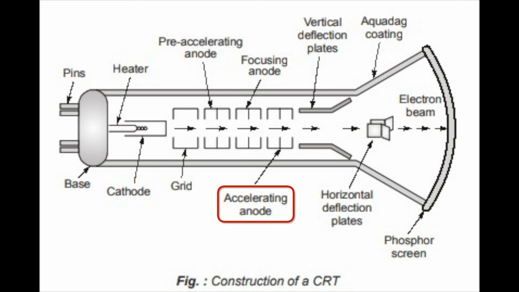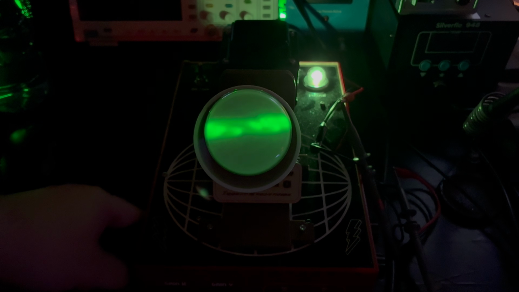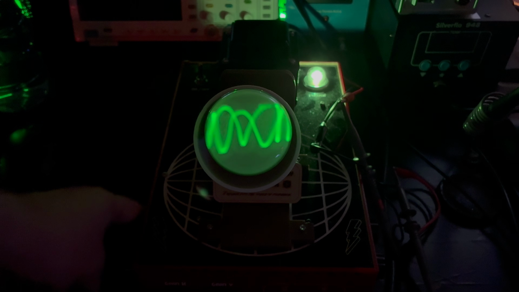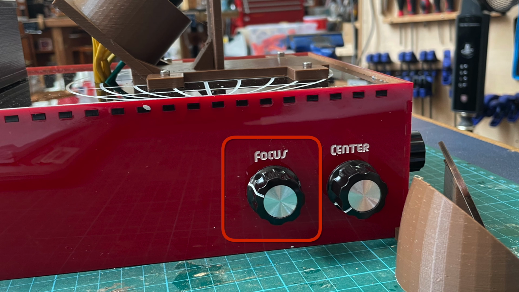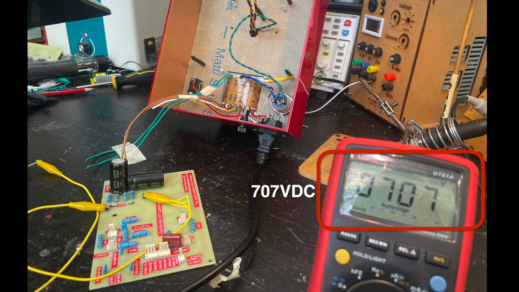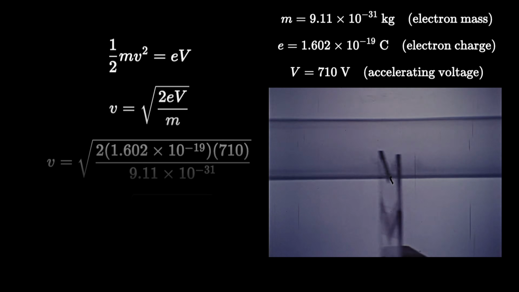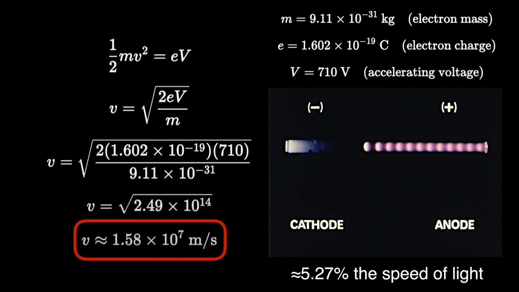Beyond that are the accelerating and focusing electrodes, often called the anodes. The focusing electrode forms an electrostatic lens. By adjusting its voltage, typically somewhere between 140 and 300 volts, the beam is brought to a sharp point on the screen. This adjustment has been brought out to a potentiometer called focus. The final anode accelerates the electrons forward. In this build, that accelerating potential is about 710 volts. The voltage sets the energy of the electrons, and therefore their speed. At these voltages, they're moving at several percent of the speed of light.